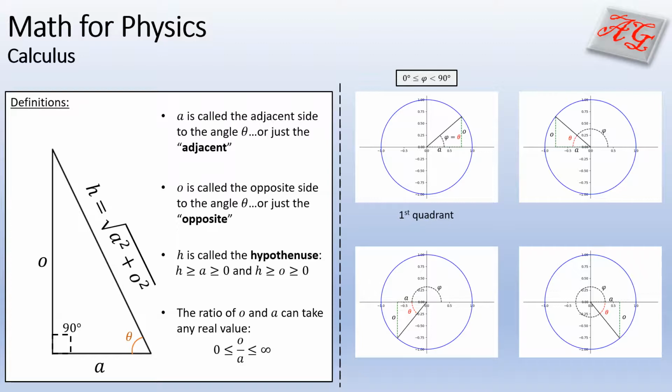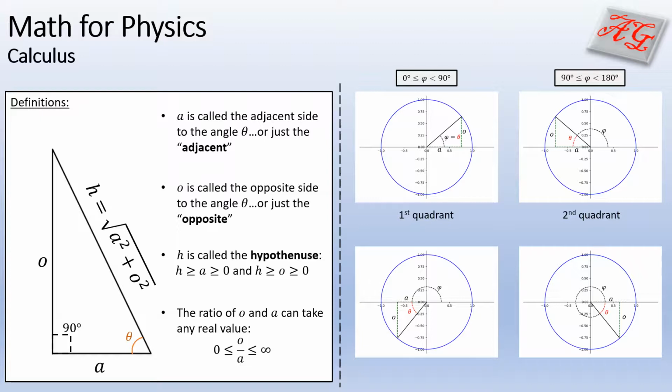The first quadrant is defined as the place in the plane where both x and y take positive values. In this case, the adjacent and opposite sides to the angle phi are both positive. In the first quadrant, the angle phi ranges between 0 and 90 degrees, with the 0 included but not the 90. In the second quadrant, the x coordinates are negative and the y coordinates are positive.